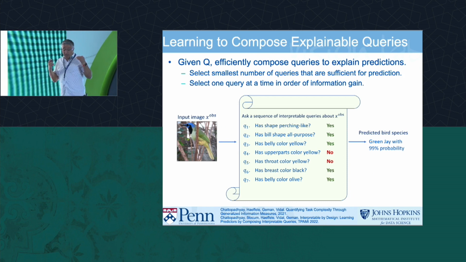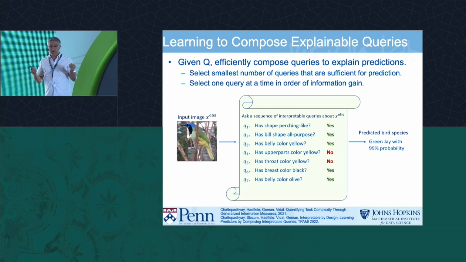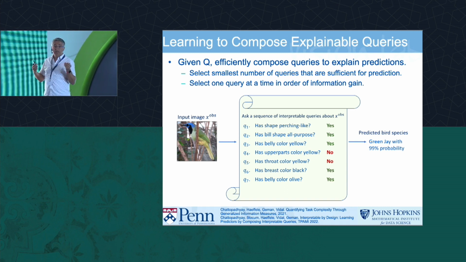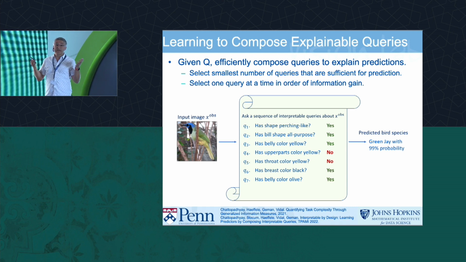So once you have this query set, which is application dependent and user dependent, the deal is the query set might have 1 million queries. And here is where low dimensional representations come to the rescue. What you want to do is to select a very small number of such queries.